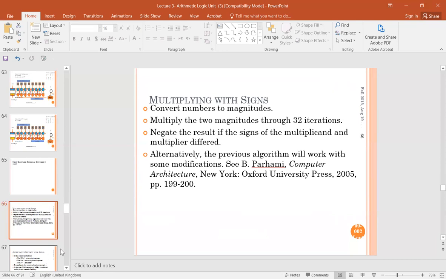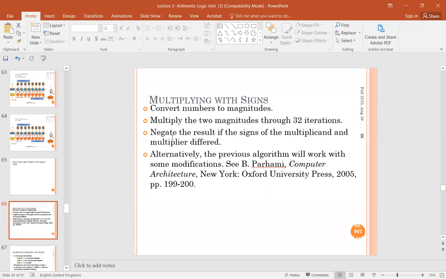So multiplication with sign, I already talked about this. Multiply the two magnitudes through 32 iterations if you have 32 bits, and then negate the result if the signs of the multiplicand and multiplier differed. Usually you assume the result is positive, but if the signs are different, just make it minus.